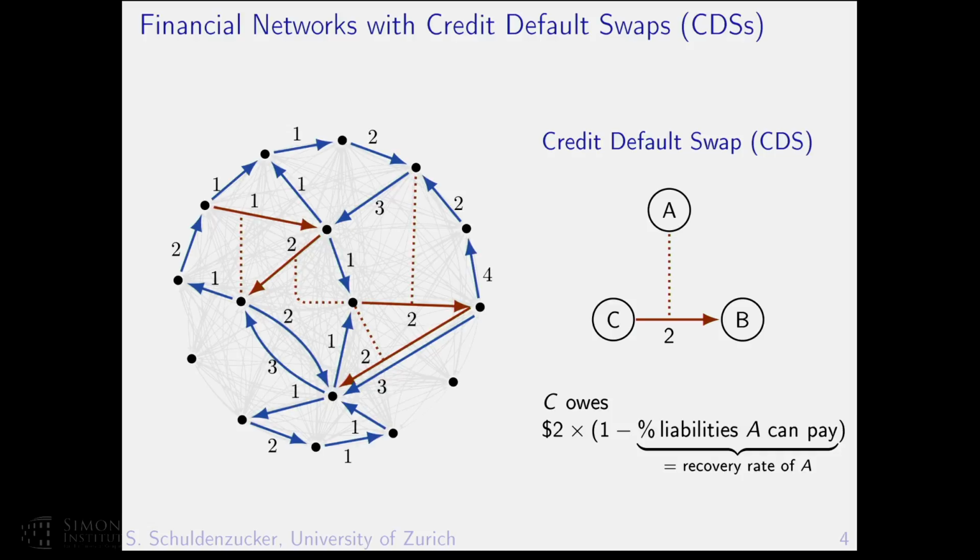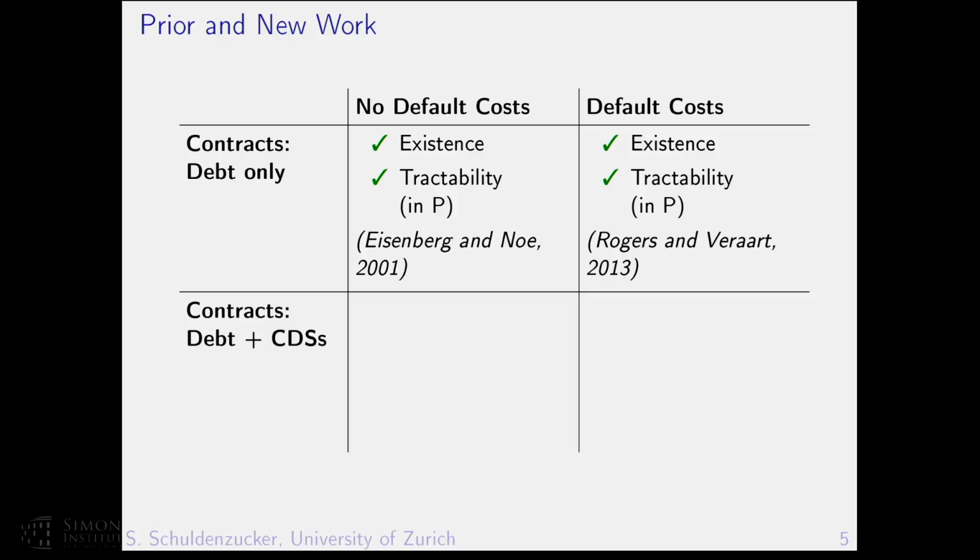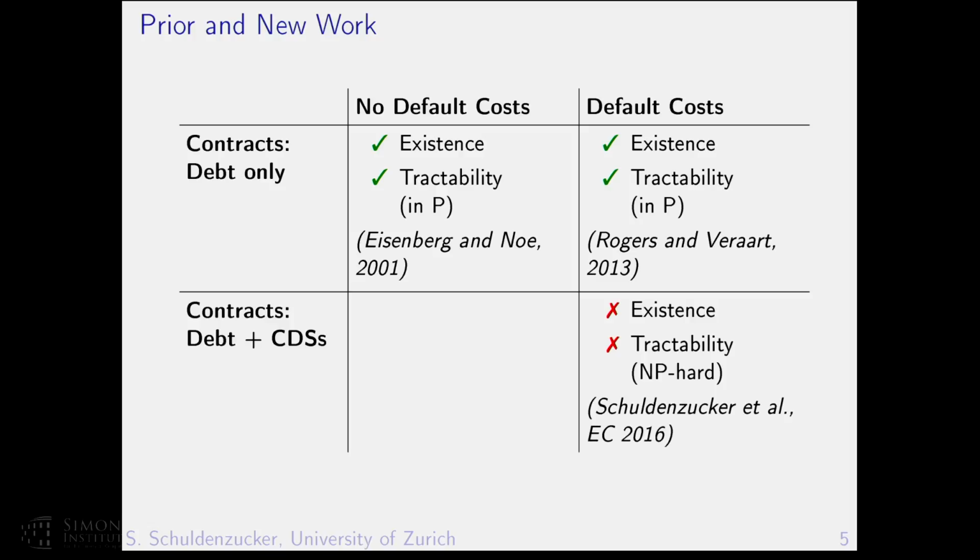And now our financial networks look like this. We have both these debt contracts, like this one, and we have CDSs like this one. And now we are asking again the question, do we have existence and tractability? And we have shown in prior work that if you have both default costs and CDSs, then you might not have existence. So clearing payments might just not be defined. And it's even NP-hard to decide if they are defined in a certain instance. So this was our work from last year.